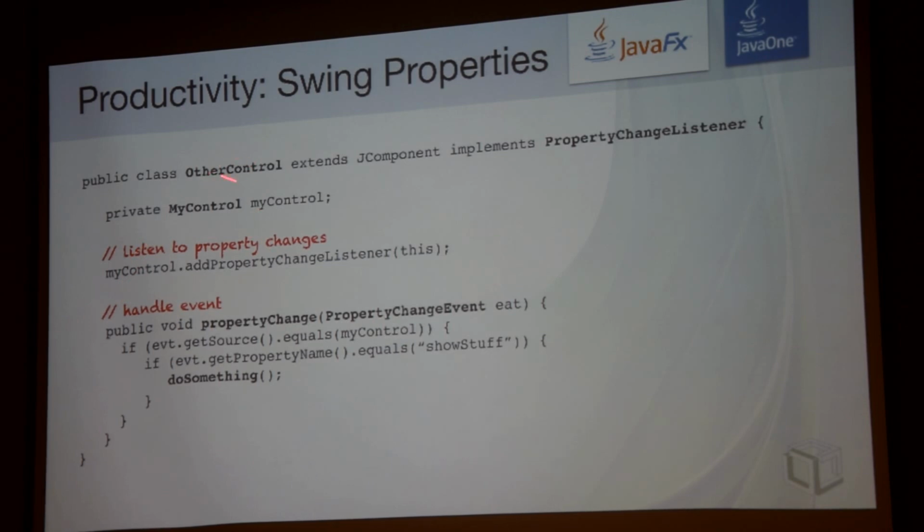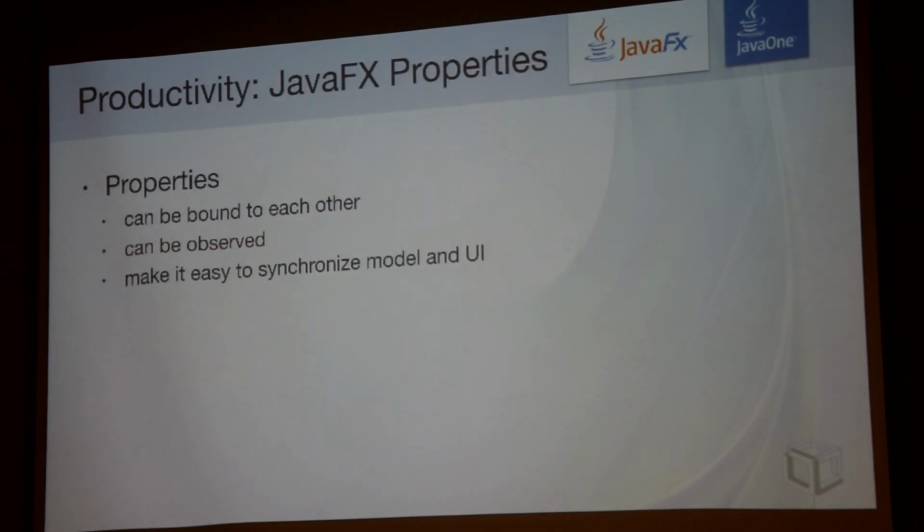So this is another control, referencing my control, adding a property change listener to my control, and then reacting to a change of the property. First checking if the source is actually my control, and then checking the property name, and then finally doing something. So a lot of boilerplate code, and you would have to write that over and over again. So not so nice.